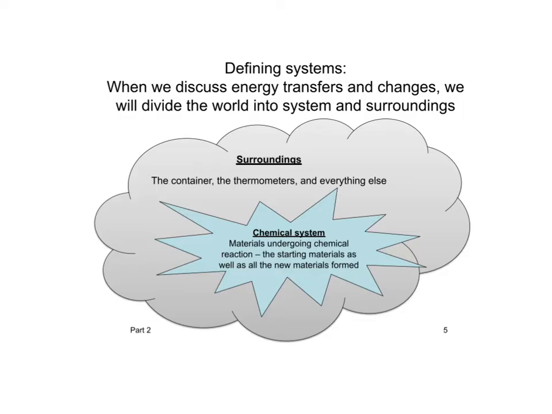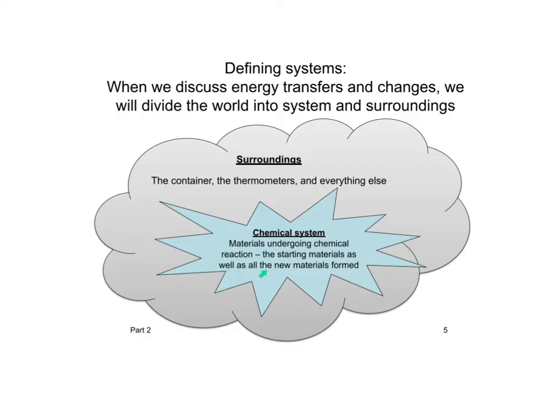So it's important to take time to define a system, right? When we discuss energy transfers and changes, we will divide the world into system and surroundings. So if you think about the chemical system, the chemical system would be when materials are undergoing chemical reaction. The starting materials, so our reactants, as well as the new materials formed, our products.